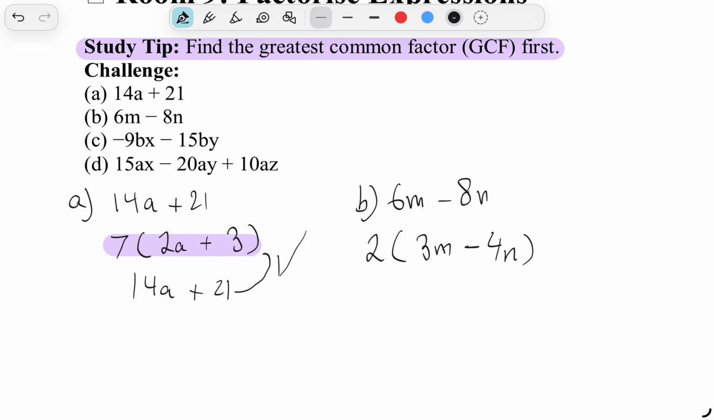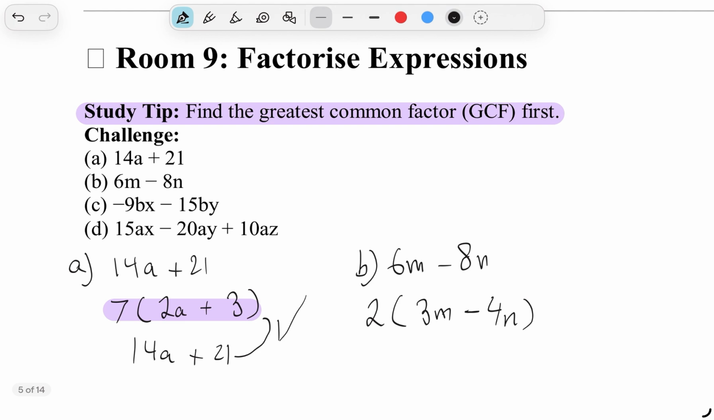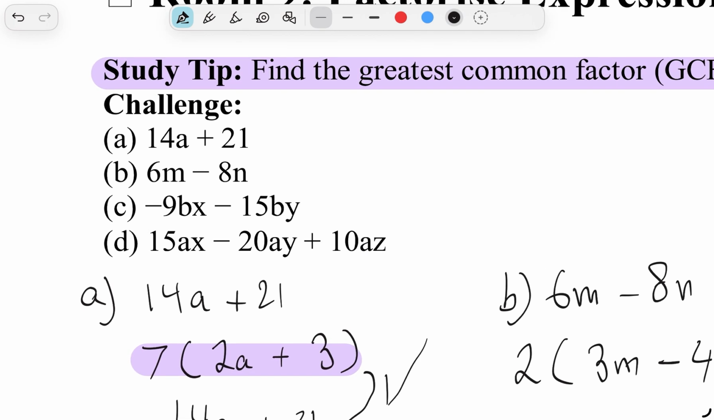I hope you understand, and you can solve these two and put the answers down in the comments.